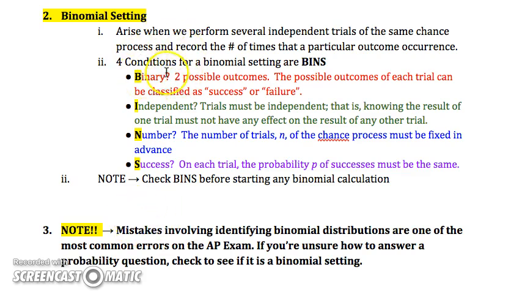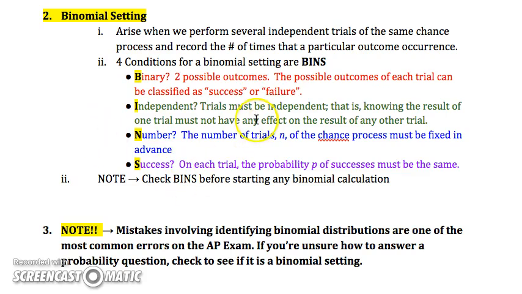Binary: there can only be two possible outcomes, one classified as success and the other as failure. To show that condition is met, you'd say which one would be success and which would be failure. In the example above, a defective CD or not defective CD. Independent: trials must be independent, so one outcome occurring, a success or failure, shouldn't have any result on any of the other outcomes.